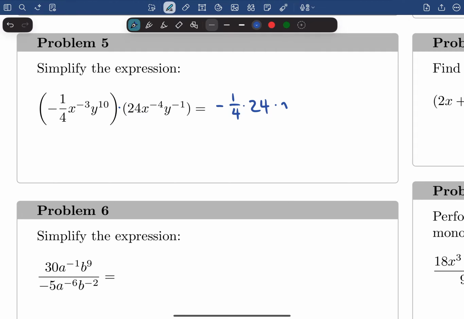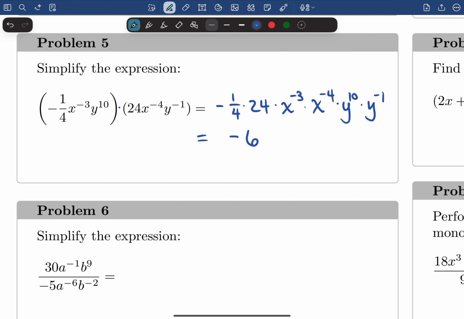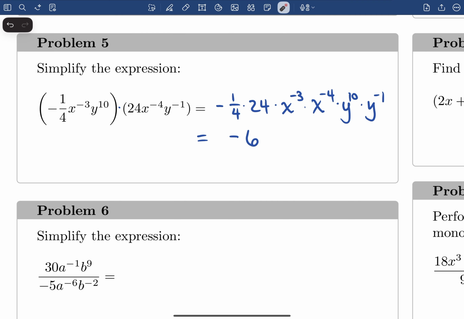And then let's group the x stuff together. X to the negative 3 times x to the negative 4. And then let's group the y stuff together. Y to the 10th times y to the negative 1. All right, so this might help you to see that, hey, I can just multiply negative 1/4 times 24, which is negative 6, right? And if you needed to, you could say, well, what's 1/4 of 24? 24 divided by 4 is 6, and there was a negative in front, so it's negative.